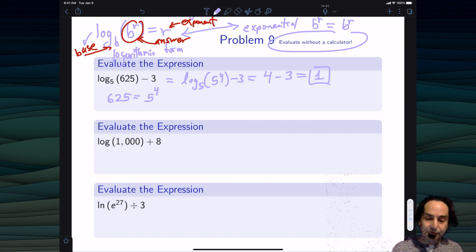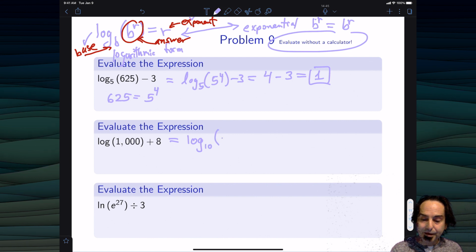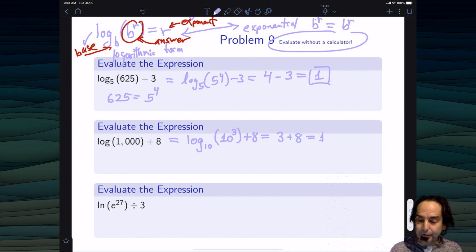Okay. Let's do that with the second one. Log with no base there is the common log. That means really base 10. And 1,000, well, there's 3 zeros, so that's 10 cubed. We want to add 8. And using that identity, that's just 3 plus 8, and we get 11 as the answer.